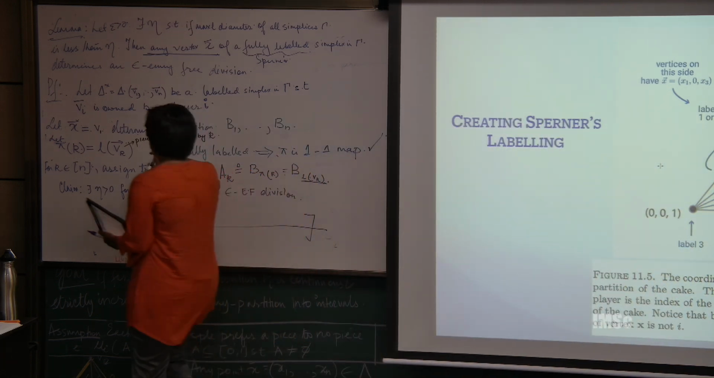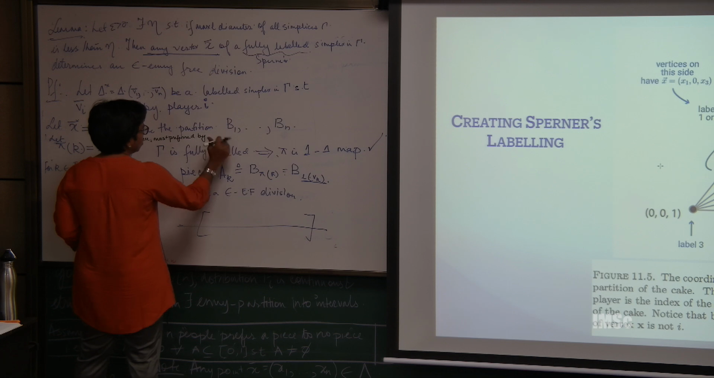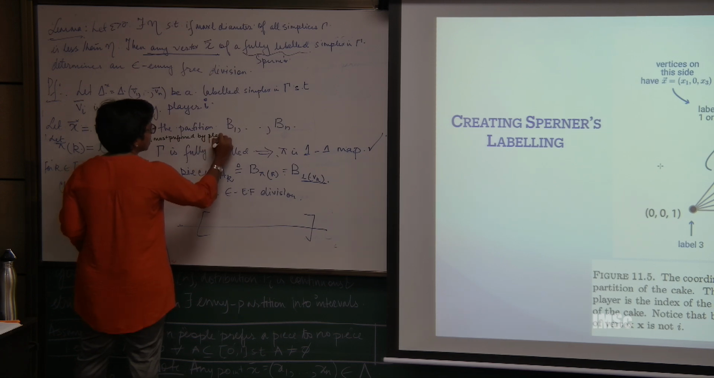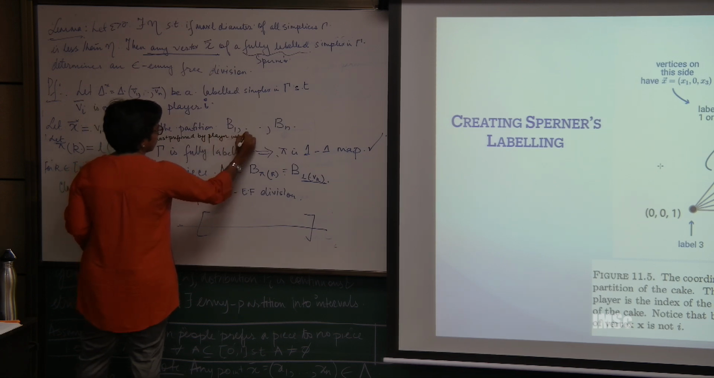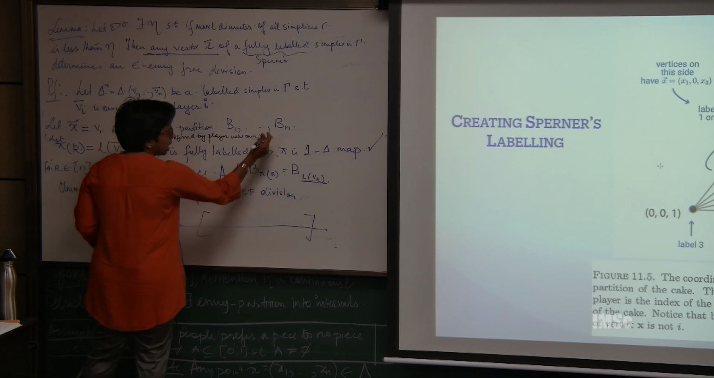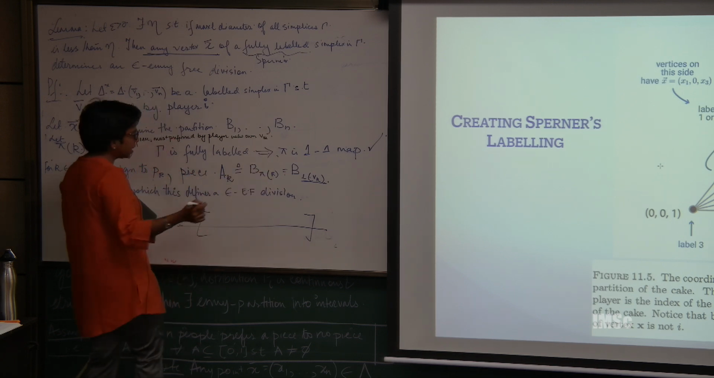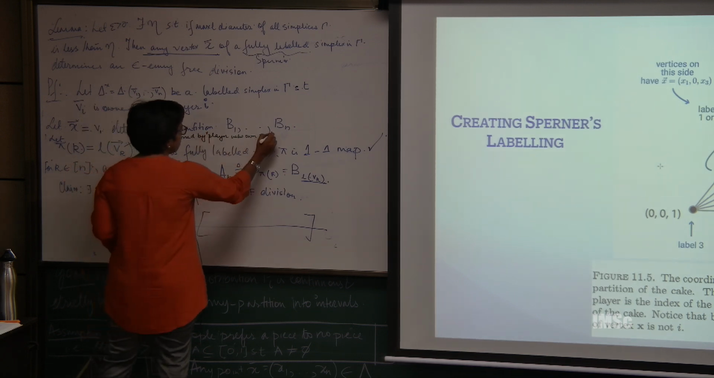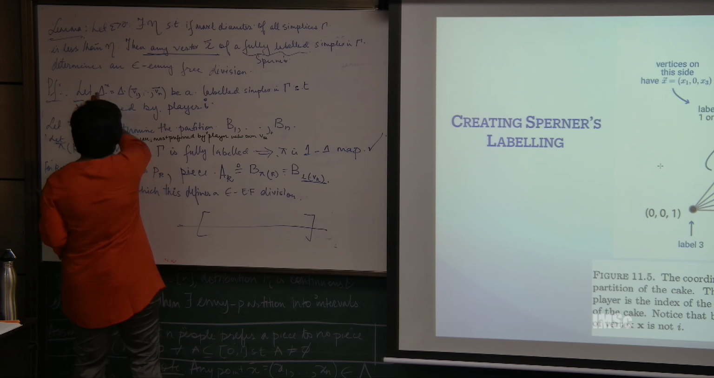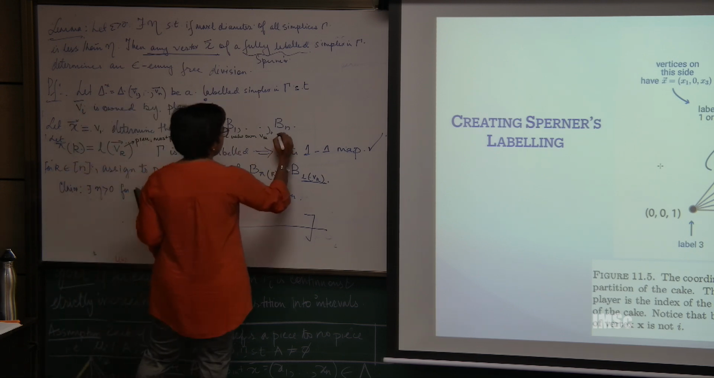Yes, the piece most preferred by the player who owns Vk, which happens to be player k, right? That is the thing. Who owns Vk? This is why this sort of labeling helps. Who owns k? That is k. Okay.